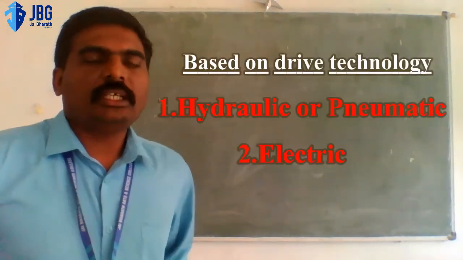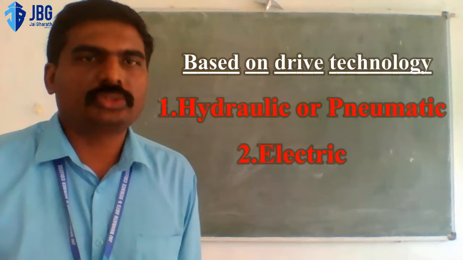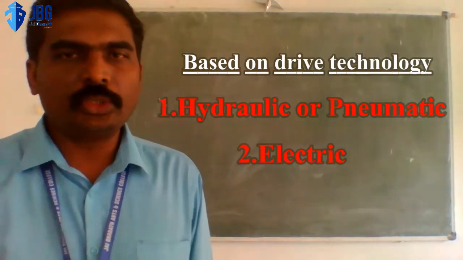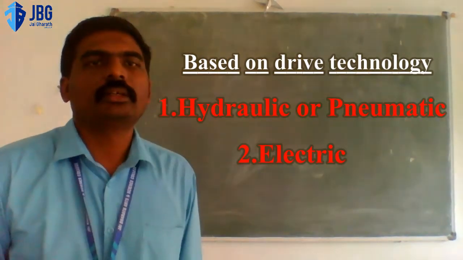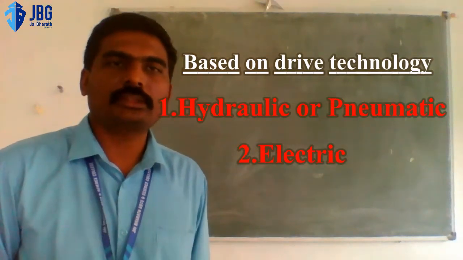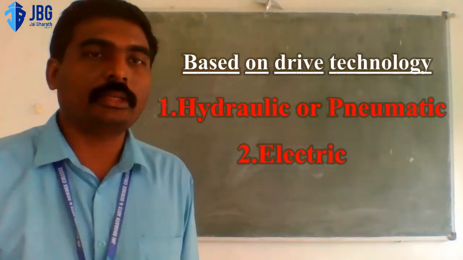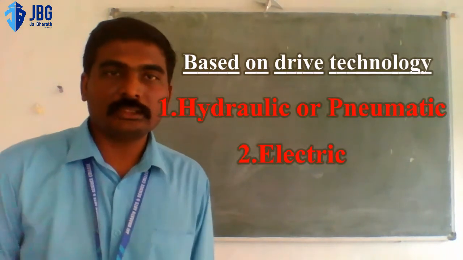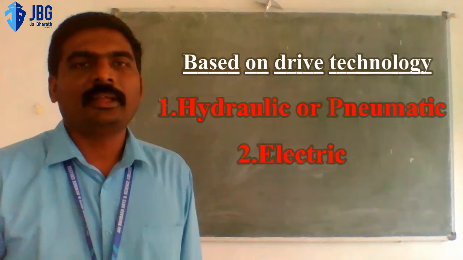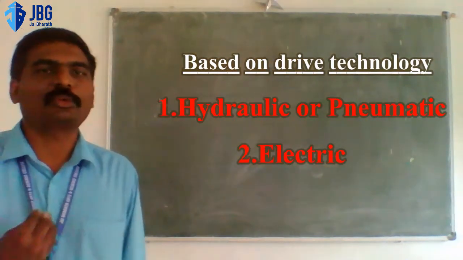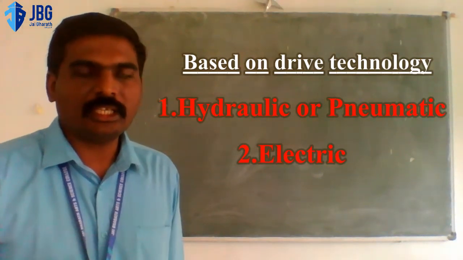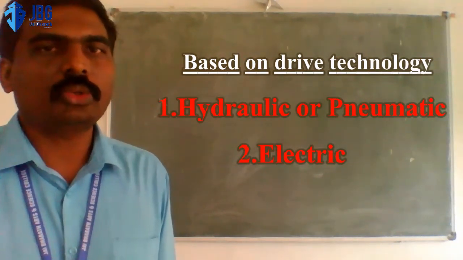Actually, we divide the robots based on drive technology into two, mainly into two. That is hydraulic or pneumatic, and second one is electric. Hydraulic motors or pneumatic motors or actuators. You can say it as actuators. What are actuators? They are the muscles of the robot that help the links and joints to move or to rotate.